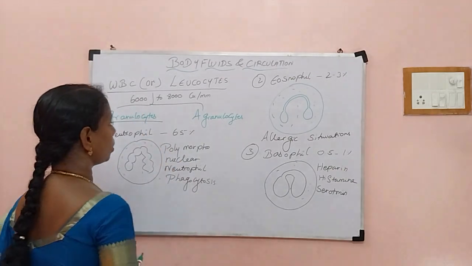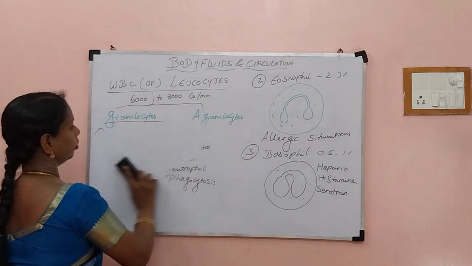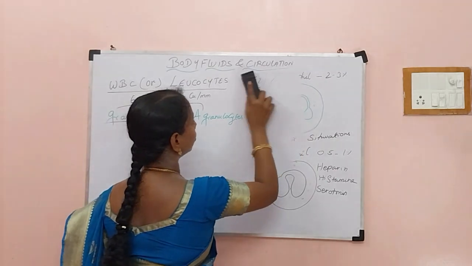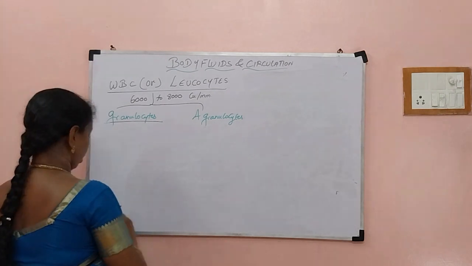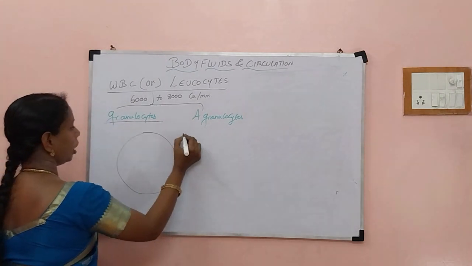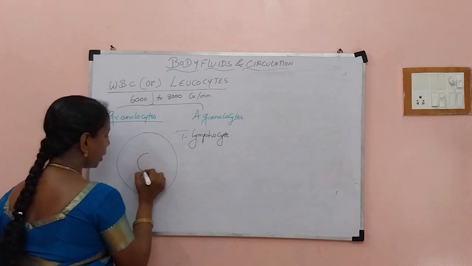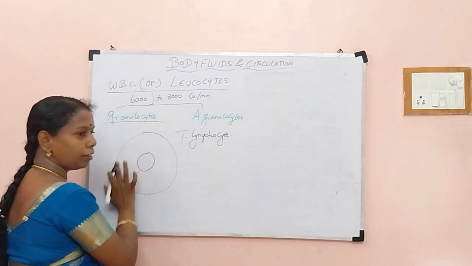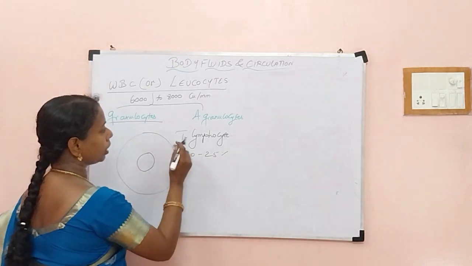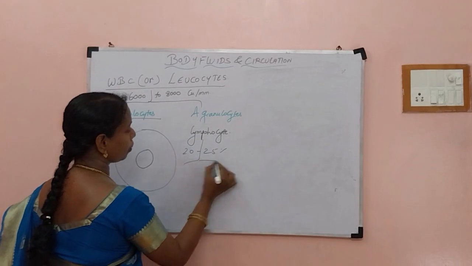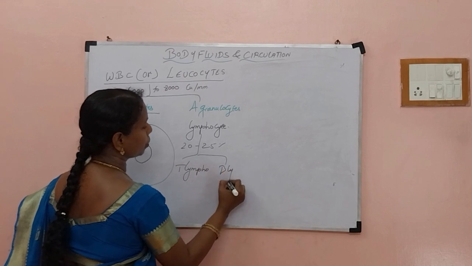Now we have finished granulocytes. Let us see agranulocytes. In agranulocytes, we have lymphocytes. The nucleus will be very small and you cannot find any granules. It is some 20 to 25 percent. Lymphocytes are broadly classified into two criteria: one is T lymphocytes, another is B lymphocytes.